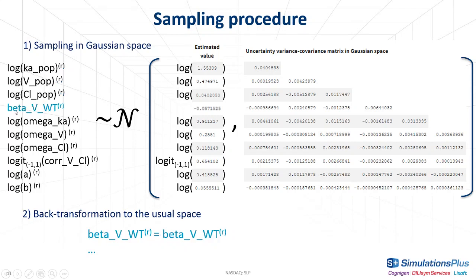The beta parameters for the covariates can be positive or negative, so they are not transformed. The omega parameters should stay positive, so they also have a log transform. The correlation parameters should stay between -1 and 1, so we apply a logit transformation to them. And finally, the error model parameters also have a log transform. So once we have sampled in the Gaussian space and transformed the values back to the usual space, I have a collection of population parameter value sets that represent the uncertainty and that I can use for the simulation.